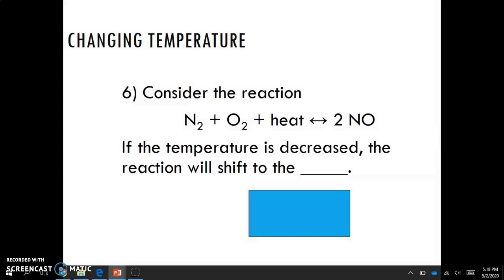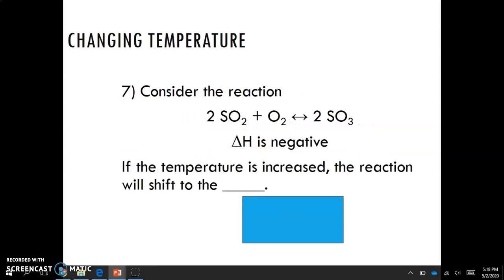So here's another reaction. We've got nitrogen, oxygen, and heat to yield 2 molecules of NO. And so if the temperature is decreased, the reaction will shift where? So this is an endothermic reaction. And in an endothermic reaction, remember, if the temperature is decreased, we're going to see a shift to the left. Okay? Again, we're just going in the opposing direction.